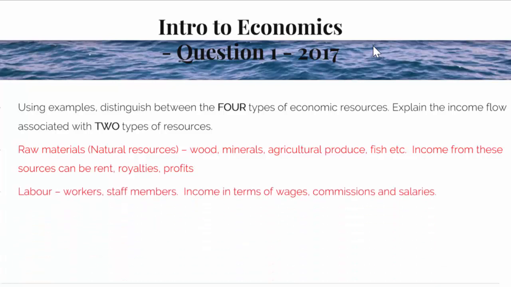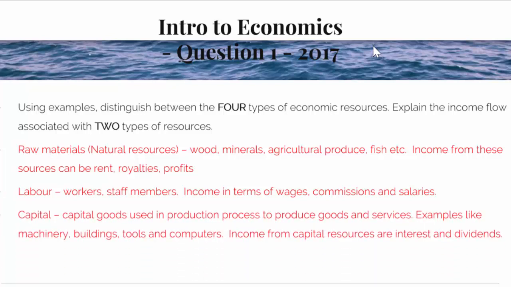The second one, labour. That's one that is most obvious to you, I expect. Workers, staff members and so on and so forth. So the income from that can come in terms of wages, commissions, salaries and so forth. The capital, that's probably one of the most important ones in relation to the production cycle. We're using capital goods in the production process to produce goods and services. Examples are endless, things like machinery, buildings, tools, etc. Income from capital resources is generally classified as interest and dividends.